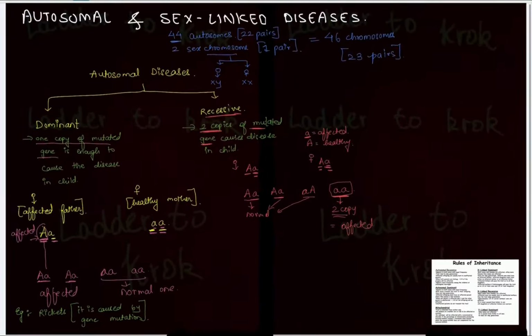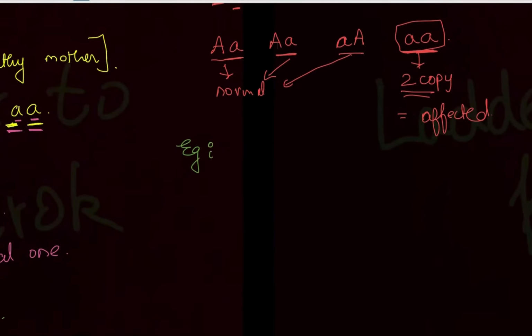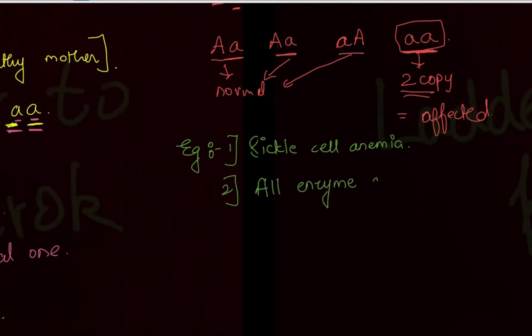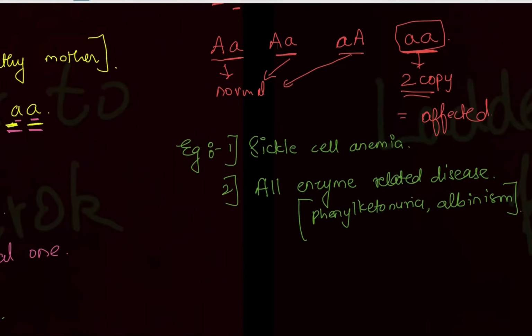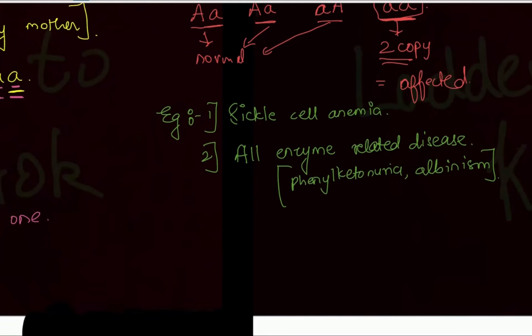Let's know the examples for the autosomal recessive disease. The first example is sickle cell anemia. The second example is all enzyme related diseases. Enzyme related means, in biochemistry you will be studying that if there is a deficiency of an enzyme, or if an enzyme is absent, then you get a variety of diseases. For example, phenylketonuria and albinism. All these diseases we will be studying in biochemistry. For now you have to remember that if an enzyme is deficient or absent, then such diseases come under autosomal recessive.